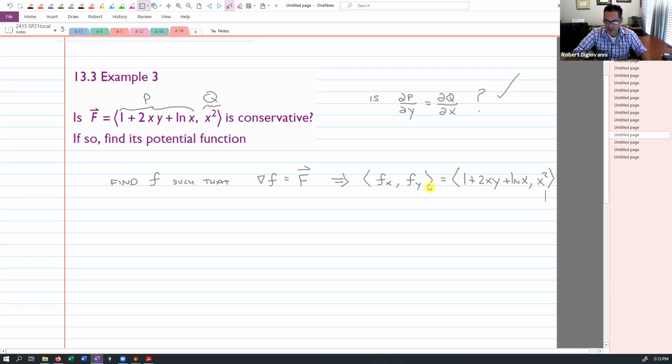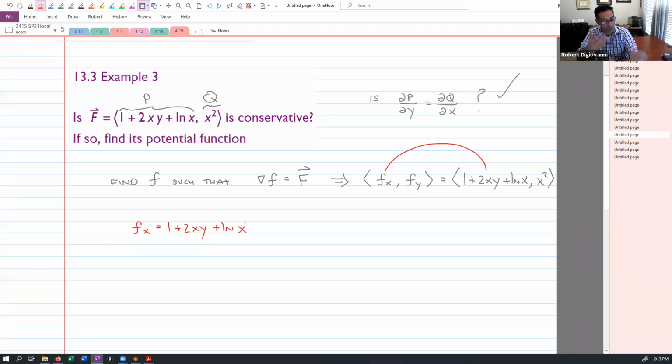Any questions on this equation right here that I set up? In order to say that this is conservative, it means that there's some little f that when I take its gradient, I get this. That means the gradient has to be equal to that. And now what I'm going to do is the process of what's called partial integration. So I'm going to start with the first equation I know must be true. Those two have to be equal. So I'm going to put here the partial of f with respect to x must be equal to 1 plus 2xy plus natural log of x.